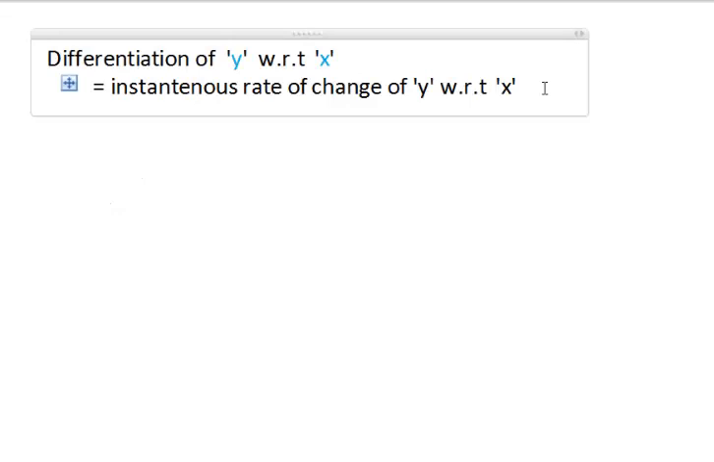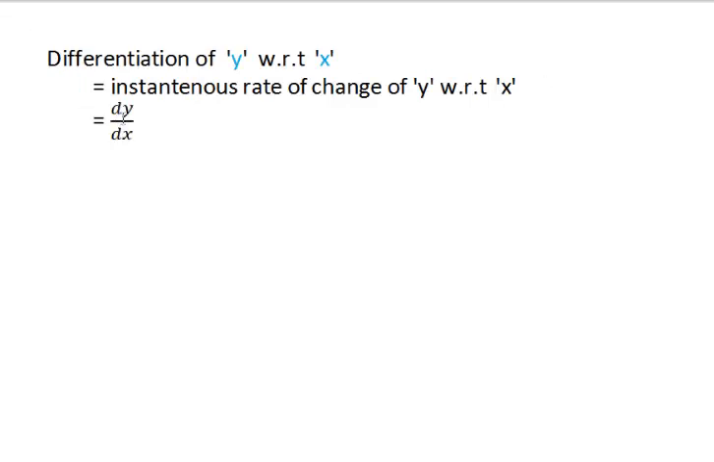Differentiation of y with respect to x is nothing but instantaneous rate of change of y with respect to x, which is also represented by dy by dx, which was in turn obtained from average rate of change of y with respect to x after shrinking delta x, which is equal to limit delta x tends to 0 delta y by delta x.